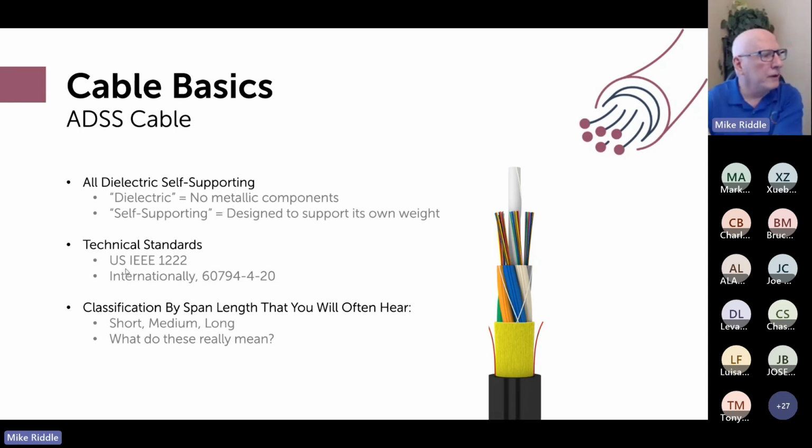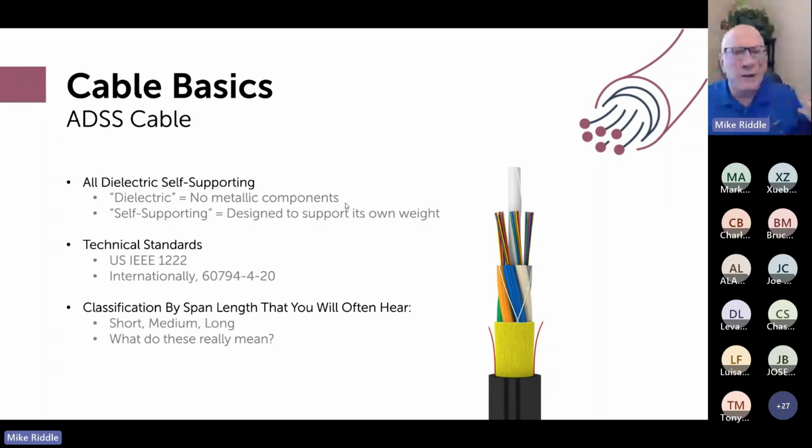The governing standard for it in the United States is IEEE 1222, and internationally, it's the IEC 60794-4-20. Here in the United States, we often see people talk about ADSS as short span ADSS and medium span ADSS and long span ADSS. Those are very vague terms, but we'll try to give some context for that as we go through this presentation.